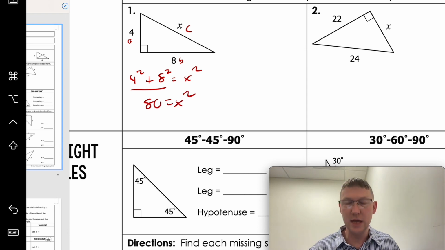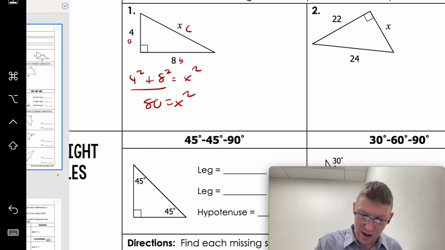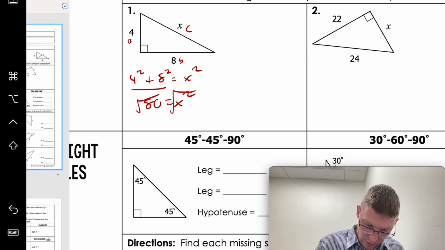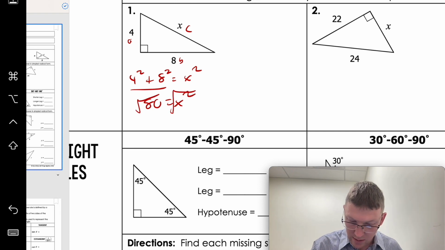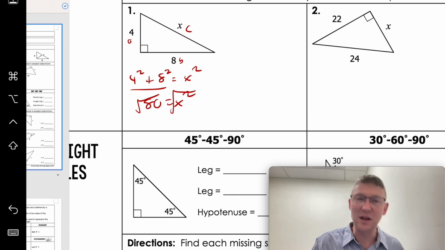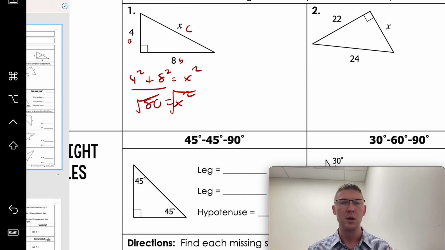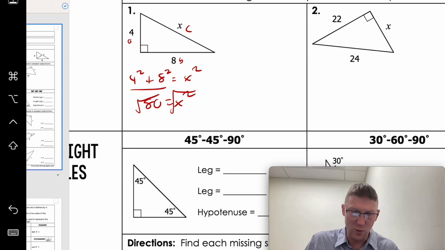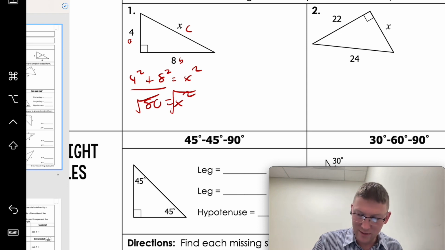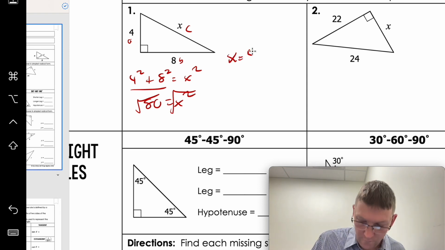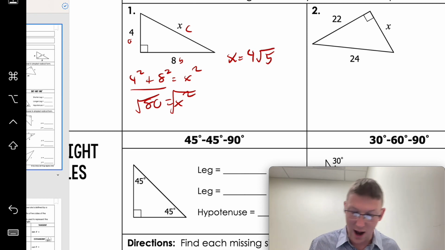We're going to take the square root of both sides. Then we're going to simplify this. Again, we want to keep everything in radical form, so you cannot just plug it in. You can plug it into your calculator to see if it's a perfect square, but it's not. We're going to simplify that down to x equals 4 square root of 5.